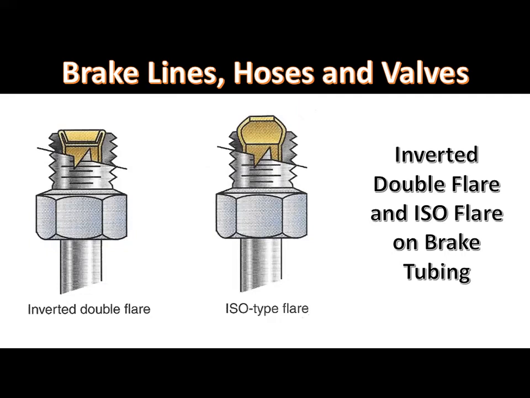Brake lines may have an inverted double flare or an International Standard Organization, or ISO, flare. The inverted double flare has the end of the tubing flared out and then formed back onto itself. An ISO flare has a bubble-shaped end formed on the tubing. Different fittings are required with each type of flare, and these fittings are not interchangeable.